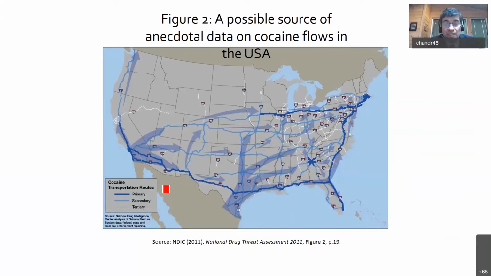Here's one possibility. These are maps that the National Drug Intelligence Center used to publish. This is a map, by the way, of movements of cocaine into the United States. And if you remember that price map I showed you for cocaine, it matches quite well with what we see in this map of arrows, right? So you can already see how price data can give you a lot of compelling information about how markets work.